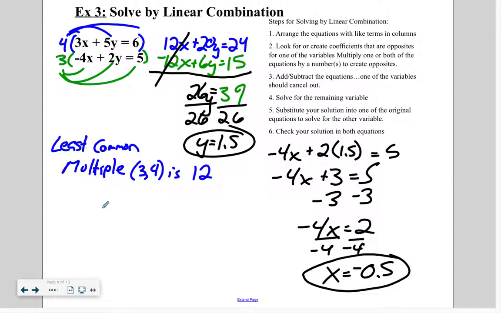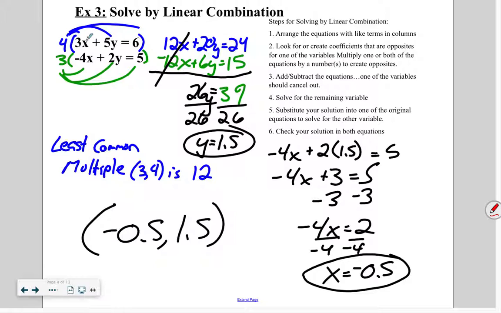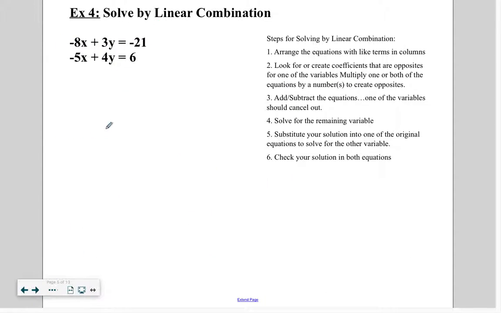So we put it together. Our solution is negative 0.5, comma 1.5. I'm going to plug that back into this top equation. We get negative 1.5. When I take 3 times negative 1/2 plus 5 times 1.5 is 7.5. When you combine these two numbers, you get 6. That is the solution.